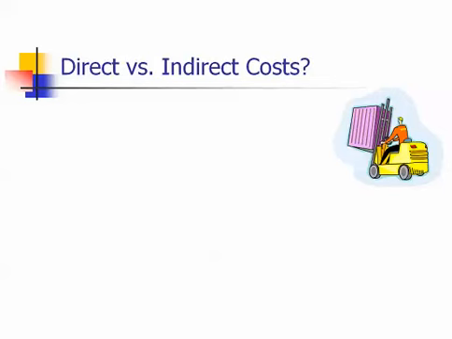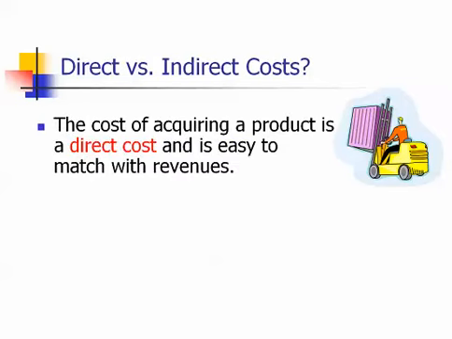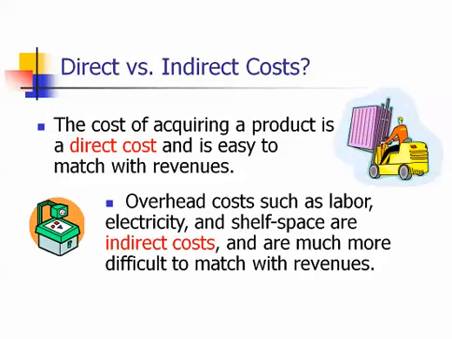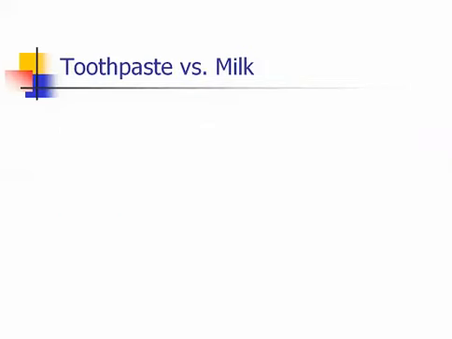Answering these questions requires us to explore both direct and indirect costs. For a retailer like Walmart, the cost of acquiring product is a direct cost and relatively easy to match with revenues. When Walmart sells a product, it records an associated expense called cost of goods sold. On the other hand, indirect costs or overheads such as labor, electricity, and shelf space are much more difficult to match with specific products and must be allocated on some rational basis.